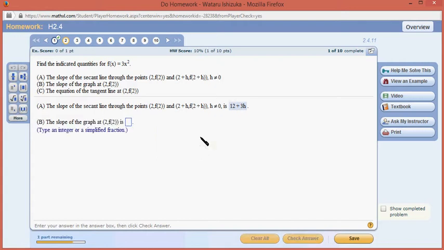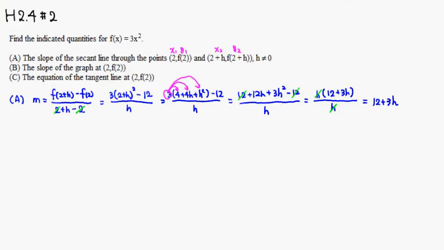Part B, we want to find the slope of the graph, so basically the slope of the tangent line. So let's do that. In order to find the slope of the tangent line, all you have to do is take the limit. So we take the limit as h approaches 0 as usual. Then you have 12 plus 3h. Since h is going to 0, 3h is going to 0. Therefore, the limit is going to be 12.